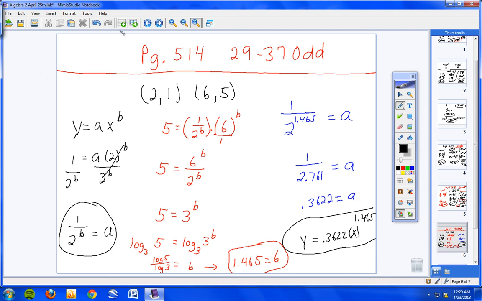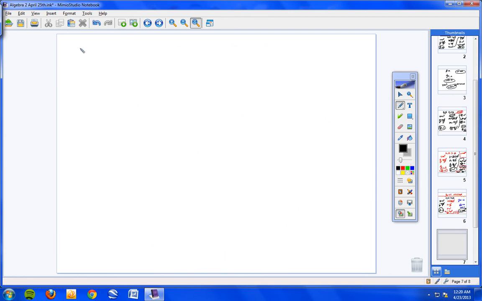Okay, moving on, we have 4 problems left in your homework. Let's take a look at number 31. All right, the 2 ordered pairs are (5, 12) and (7, 25). So there's your 2 ordered pairs. Let's go ahead and write our power function.